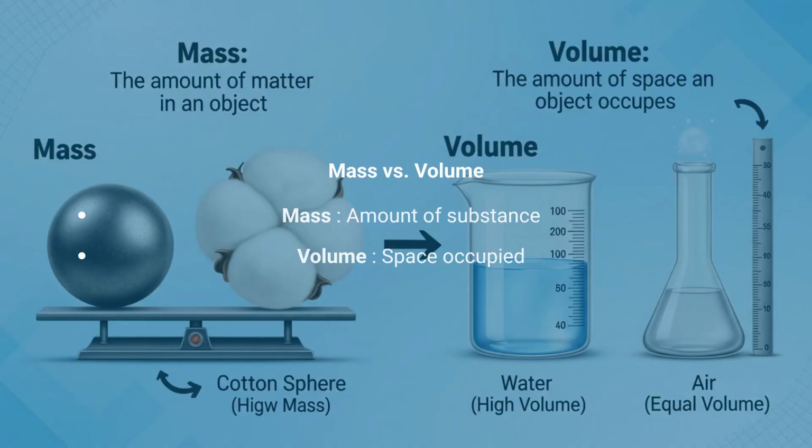Let's clarify what we mean by mass and space. Mass is a measure of the amount of substance in an object, often felt as its resistance to acceleration. It's not the same as weight, which can change depending on gravity. Volume, on the other hand, is the amount of three-dimensional space an object occupies. So, a feather might have very little mass but still occupies space, making it matter.